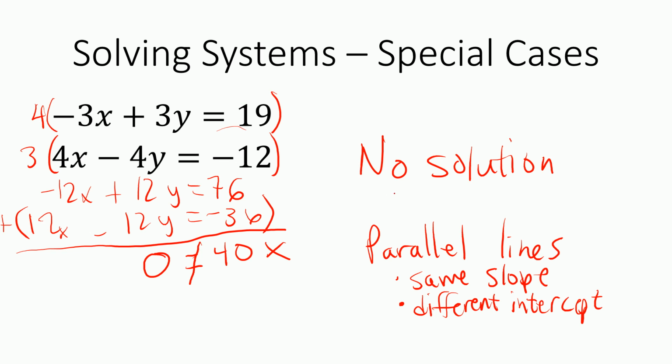So those are the two special cases. When I end up with an obviously right equation, 0 equals 0, number equals number, that is infinite solutions. If I end up with an obviously wrong one, 0 equals 40, 2 equals 5, whatever it is, then it's no solution because there's no points that will work for both of them. Otherwise, if I end up with a solution, I have one solution.